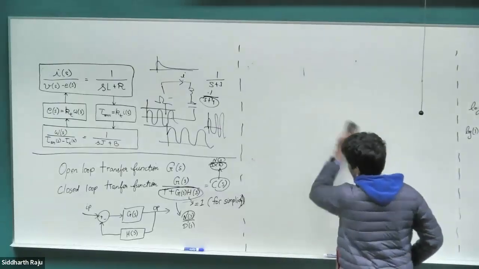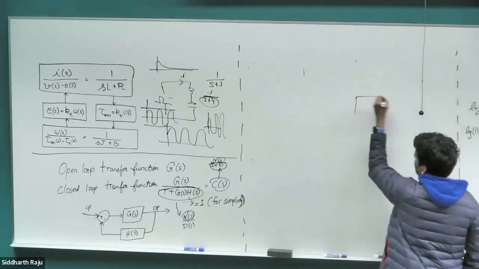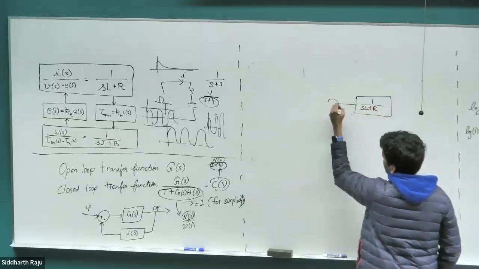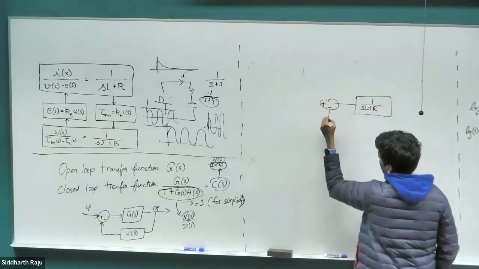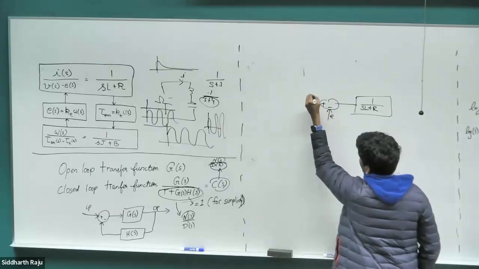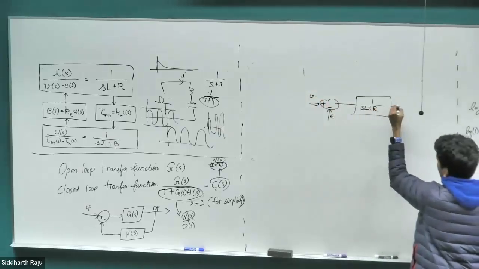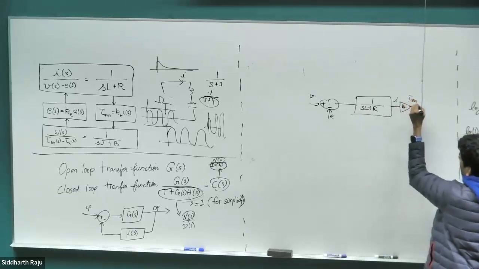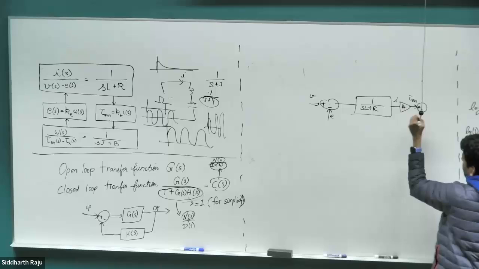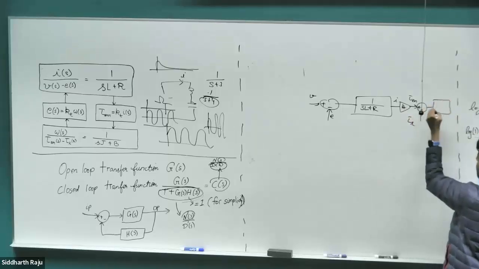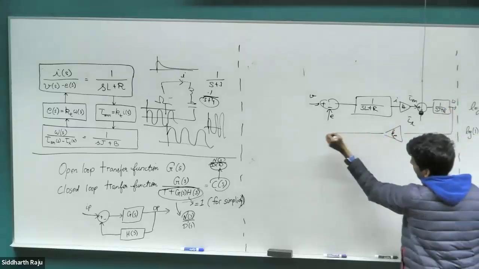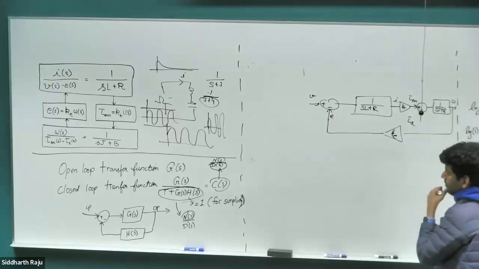So our DC motor transfer function model: 1 by SL plus R. Right, this was just the MATLAB model that you all had. Some EMF, some voltage, and then this is our current. Scale it by kT, becomes your electromagnetic torque. Subtract your load torque, put it into 1 by Sj plus B, becomes your speed. Scale the speed by Ke, becomes your back EMF, and we complete the loop.